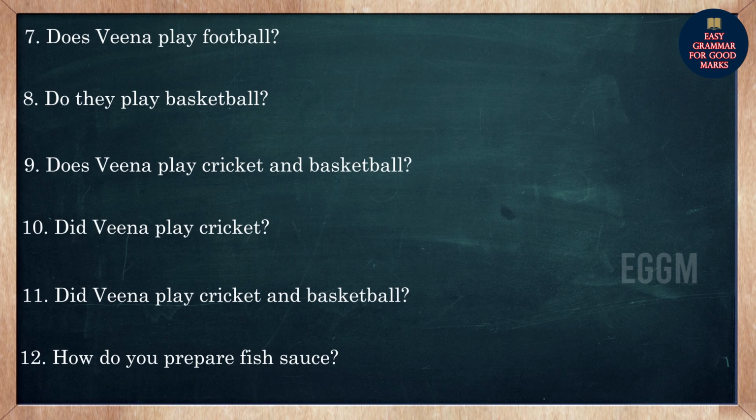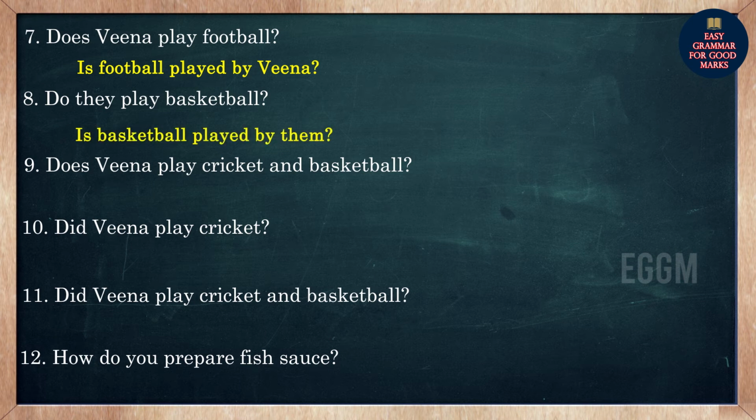Now see the next one. The question is, does Veena play football? Since does has come, you have to use whether is or are, and football is the object and it is singular. So what will you use? Is football played by Veena? Next, do they play basketball? Here once again do, but we have to think about using is or are once again because it is present tense. Do and does mean present tense, as I have said. But see the object once again, it is singular, that is basketball. So for this also we have to use is. Is basketball played by them?